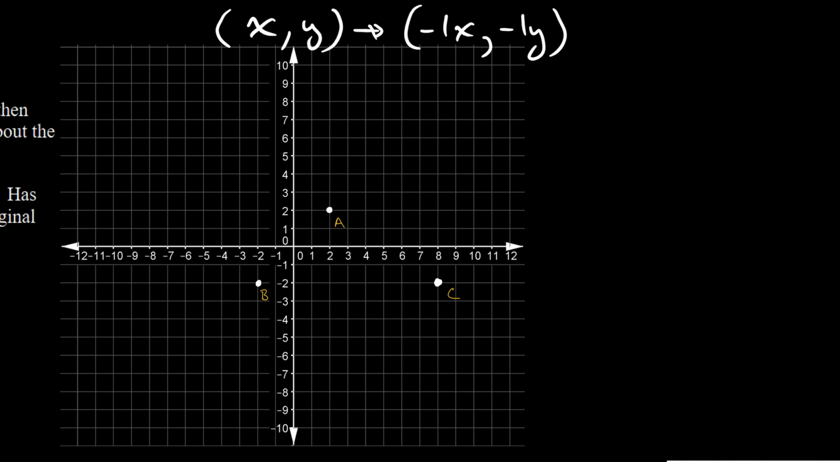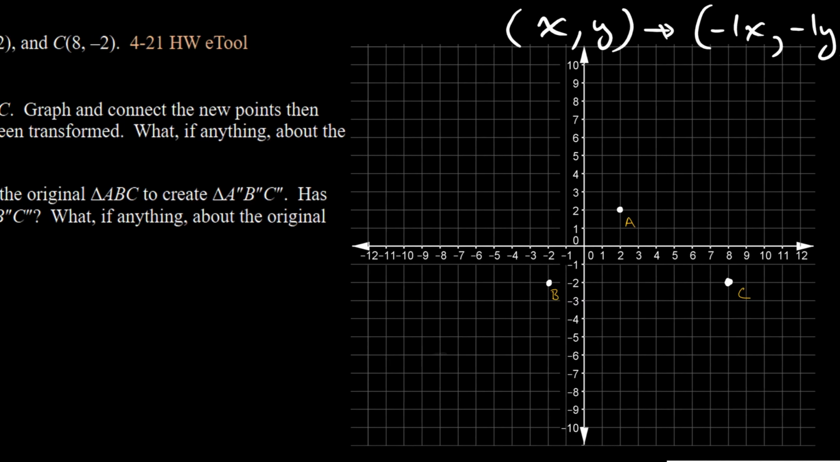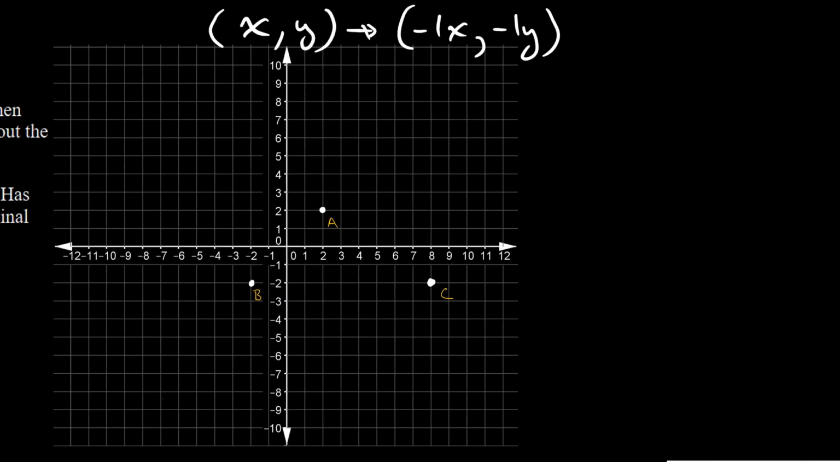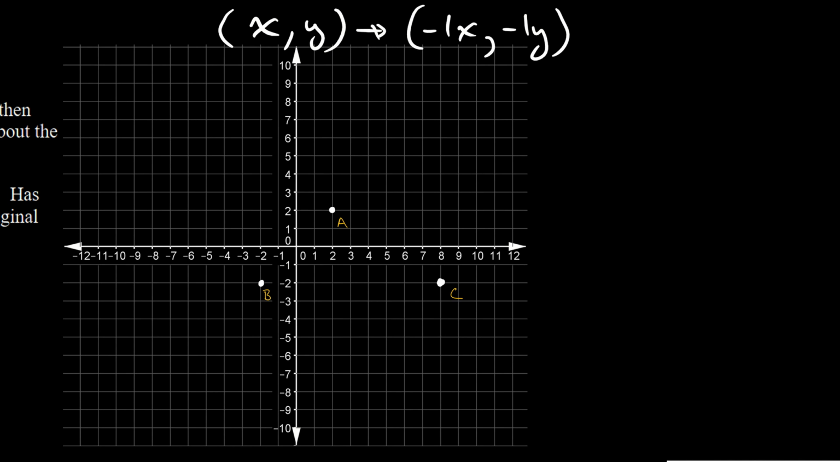So when I graph these things, I got A was at 2, 2, B was at -2, -2, and C was way over at X is 8 and Y is -2. Is that correct? Yes. X is 8, Y is -2. And it says to transform it using this rule. And what the rule says is that any X, Y point is going to go to a new point where X is going to become the opposite of X was, and Y is going to become the opposite of Y.